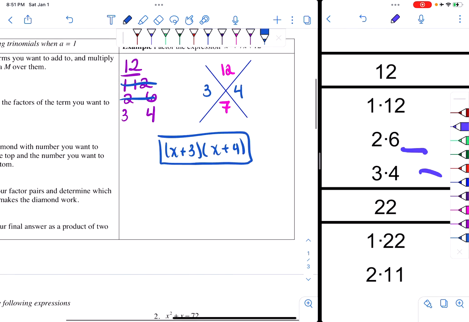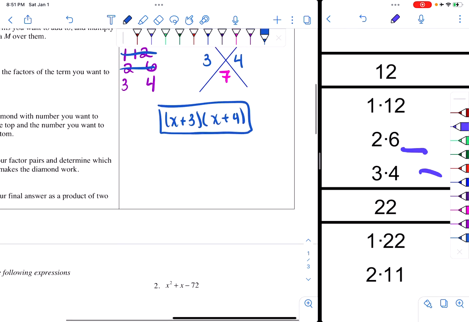Now if I want to, I can check my answer by using the box method. So I'm going to do the box method. We're going to multiply x plus 3 and x plus 4. We're not going to do this for every single example, just for this one right here.